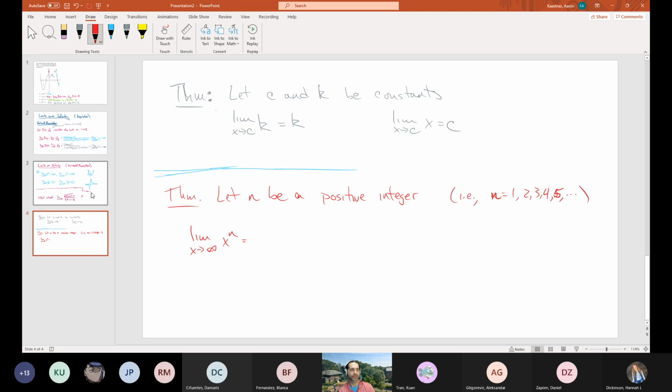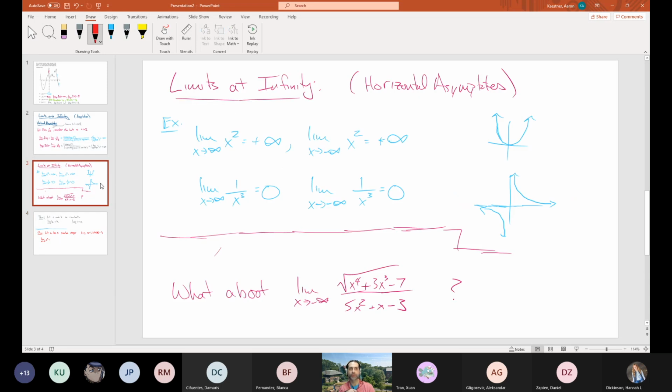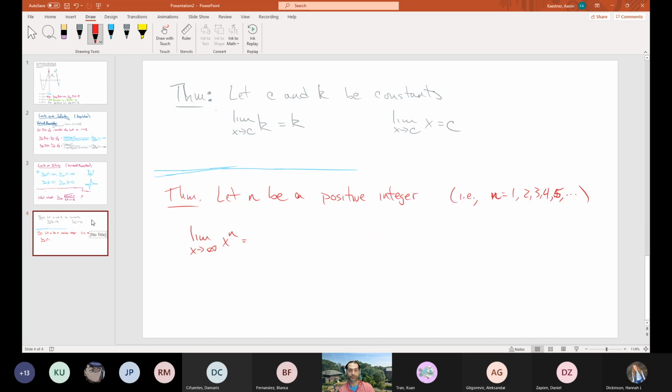What we want to be doing is kind of just generalizing what we looked at in our example here with these horizontal asymptotes. Like this example with x squared, that's an example of x to the n, just my n value is 2 in that case. And so we want to think about what happens in general.